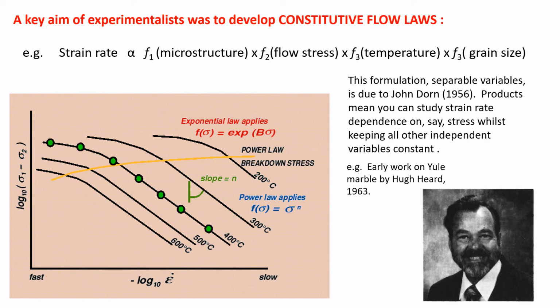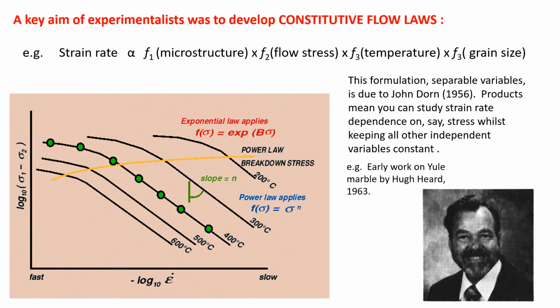In the 1960s, Hugh Heard at UCLA carried out the first systematic studies of the effect of large changes in strain rate on rock deformation. This is necessary to obtain constitutive flow laws. The formulation on this slide shows that the slow rates of natural rock deformation at moderate temperatures can be traded for faster deformation at higher temperatures.